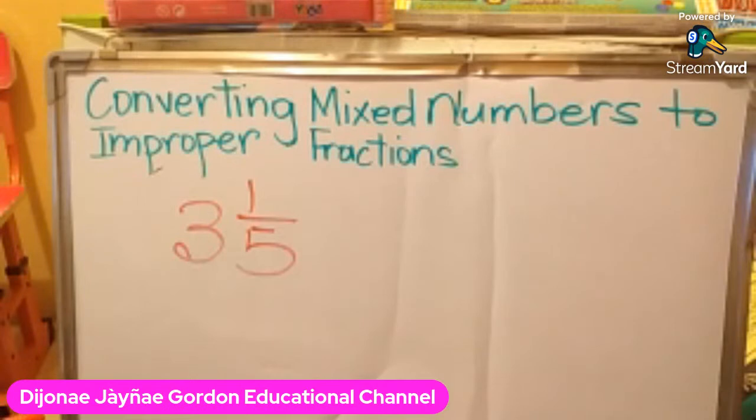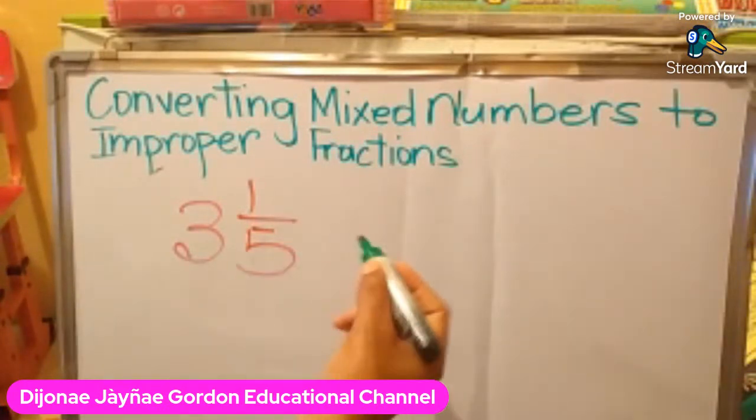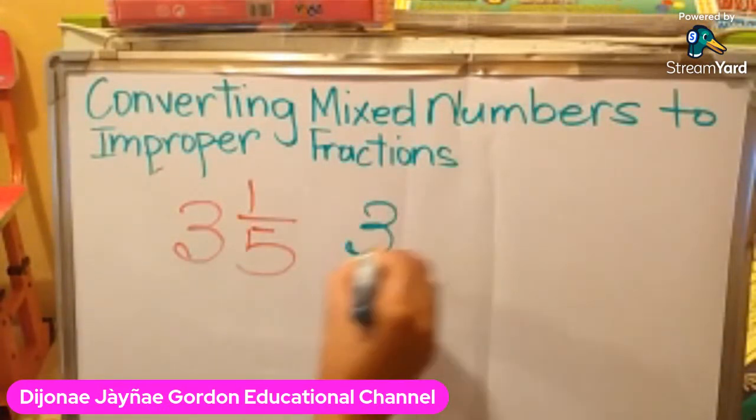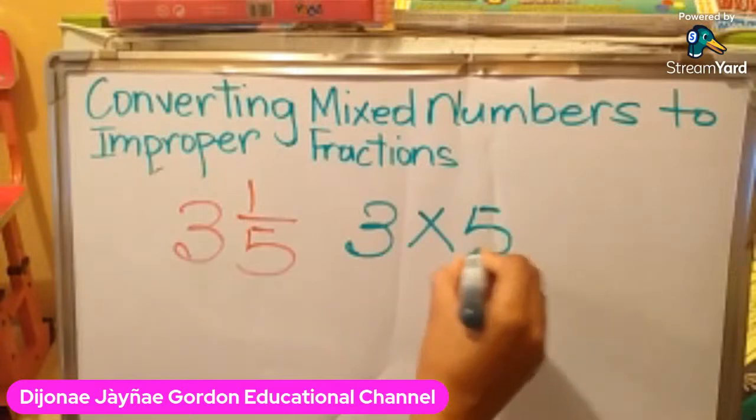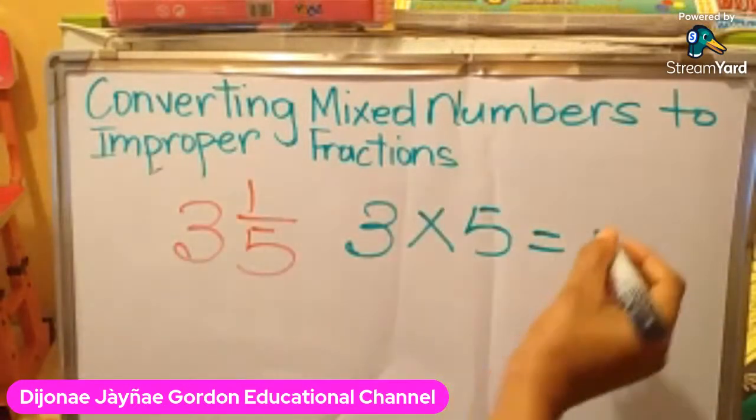Remember I said earlier, when you are converting from a mixed number, or mixed fraction, to an improper fraction, there are steps that you must follow. The first thing you are going to do is multiply your whole number, which is 3, by your denominator. So let's do it together. 3 multiplied by 5 is 15.